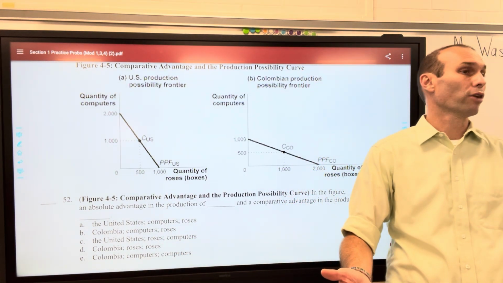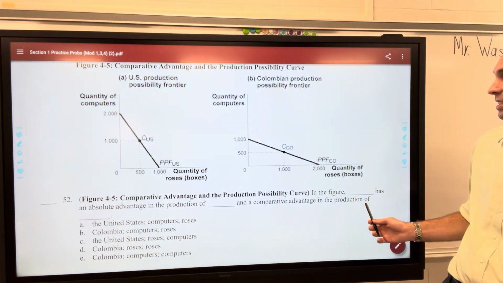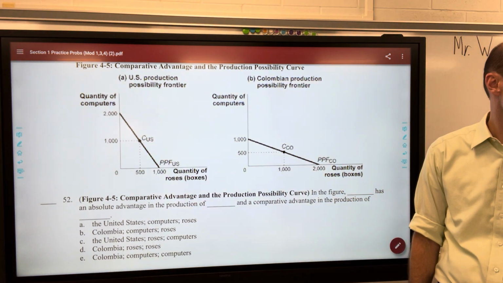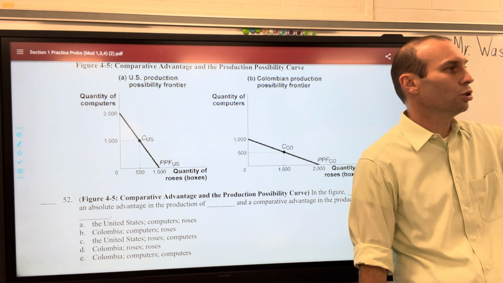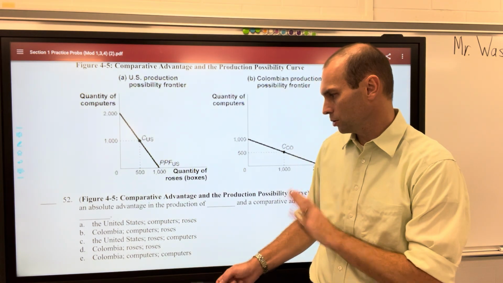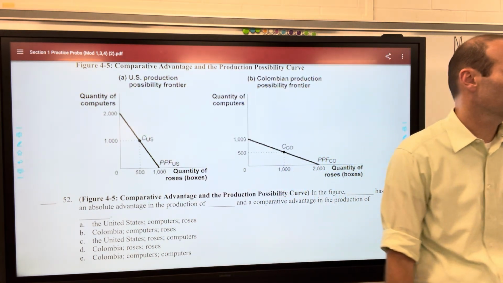Okay, one of our options can then be Colombia has the absolute advantage in roses and the comparative advantage in roses. Those are the only two right answers. The US one is not it, so we go Colombia computers, roses; Colombia roses, roses. That's your answer.